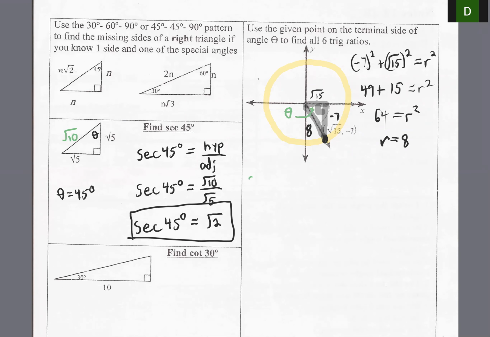sine of theta. I'll start with the 3 you learned in IM2: sine of theta, cosine theta, and tangent theta. Based on the triangle that I have here, the side opposite of theta is going to be negative 7. I'm going to keep it as negative 7 so I don't have to worry about which quadrant I'm in.